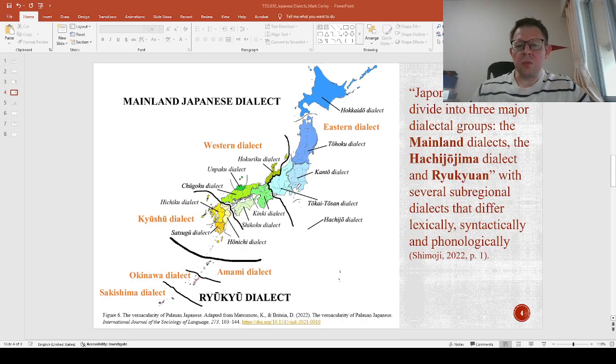So let's ask the question, well, actually, how many Japanese dialects are there? Well, this is a little bit debatable, but there are three major dialectal groups: mainland dialects, Hachijima dialect, and the Ryukyuan dialect, with several sub-region dialects that differ lexically, syntactically, and phonologically. Lexically meaning the way that they're spelled or the way that the words are used, syntactically meaning the different grammar that's used in a Japanese sentence, and phonologically meaning the way that words are pronounced differently through different regional dialects across Japan.